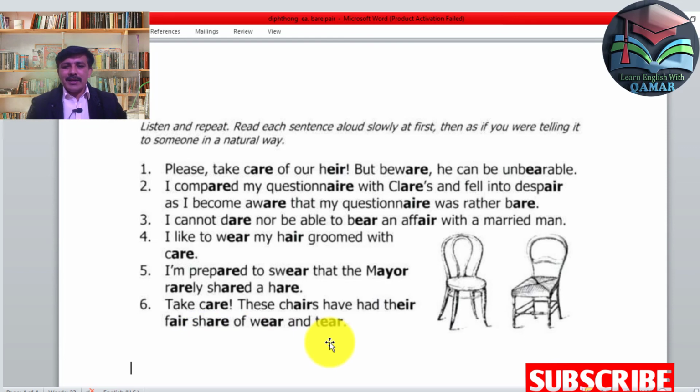So in this way, you can practice, you can pronounce, and you can improve. First of all, you could pay attention to the bold letters and then go ahead.